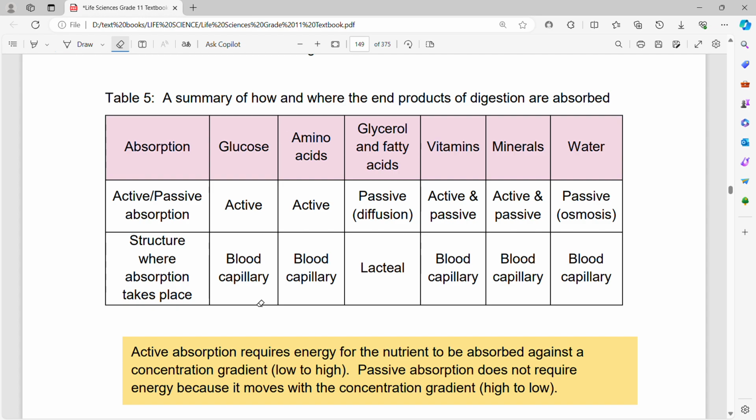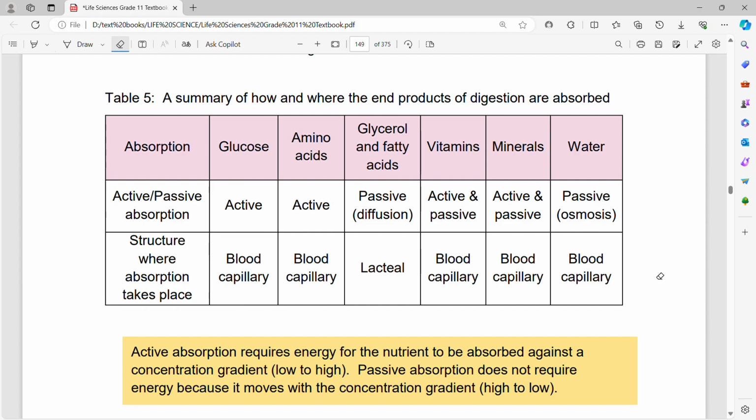Glucose and amino acids, vitamins, minerals and water will be absorbed from your blood capillaries, and fatty acid and glycerol will be absorbed from the lacteal. Now we said that absorption takes place with active and passive processes. What's the difference between active absorption and passive absorption?